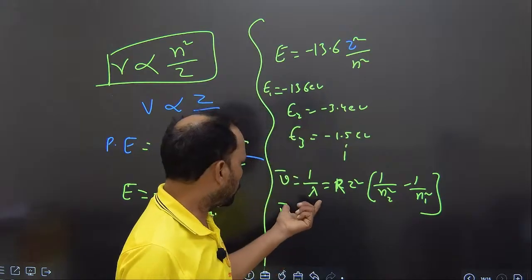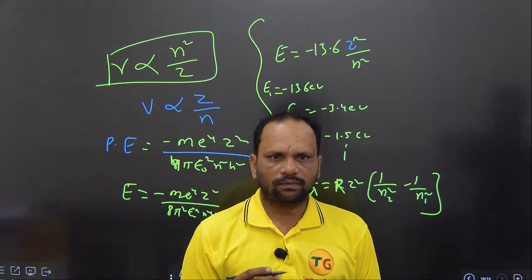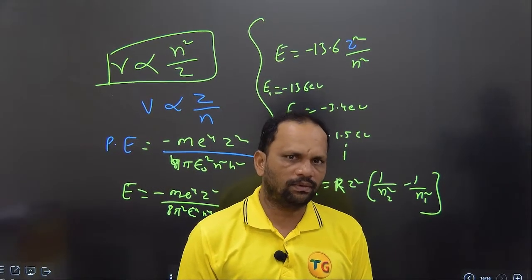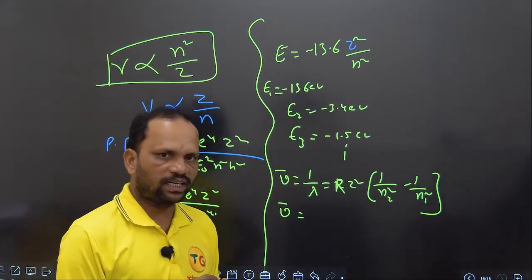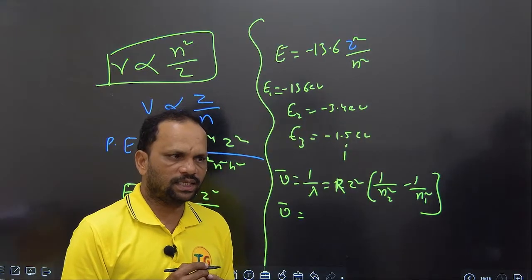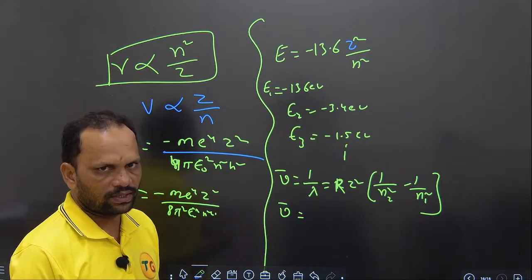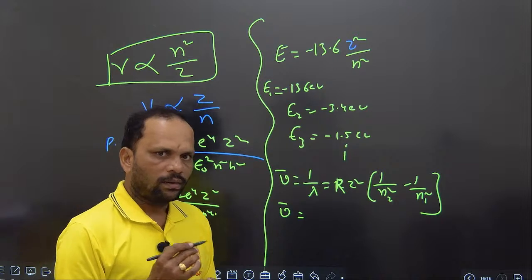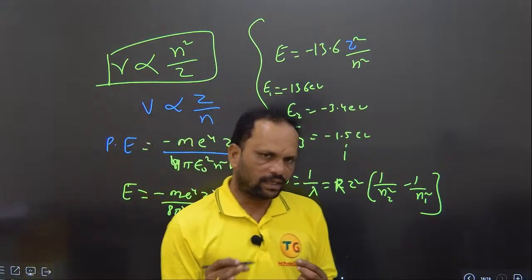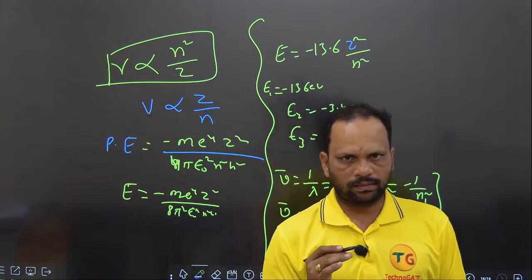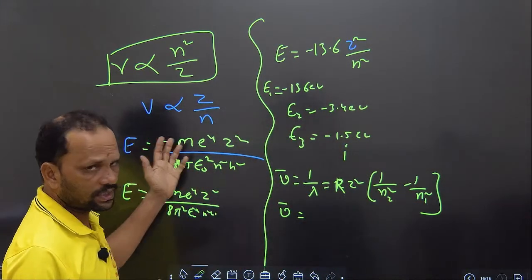Using this, we defined the spectral series: Lyman, Balmer, Paschen, Brackett, Pfund. The Lyman series is in the ultraviolet region, and its shortest wavelength is 1 by R. The Balmer series is in the visible region, that is 4 by R. Paschen series is 9 by R, Brackett 16 by R, and Pfund is 25 by R. Like this, everything we have discussed about the hydrogen spectrum.